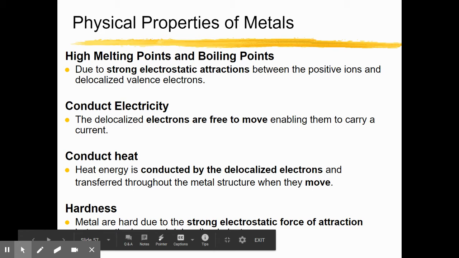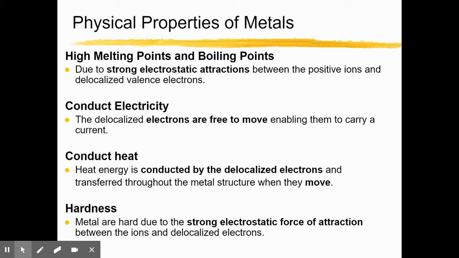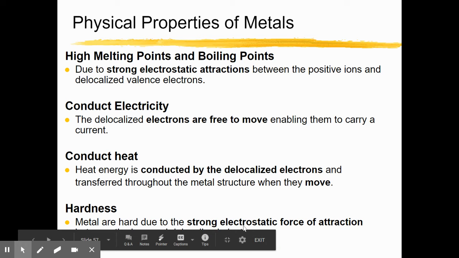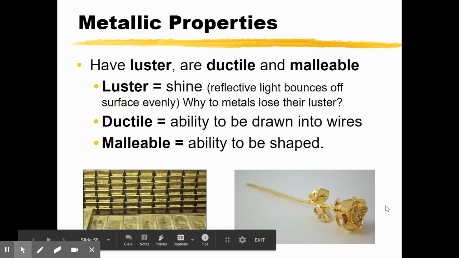Hardness is the last part, and metals are hard due to the strong electrostatic force of attraction between the ions and the delocalized electrons. Most of you, I think, already assume metals are pretty hard. There are softer metals, but for the most part, a lot of metals that you would find naturally in nature are hard because of their strong electrostatic force of attraction.